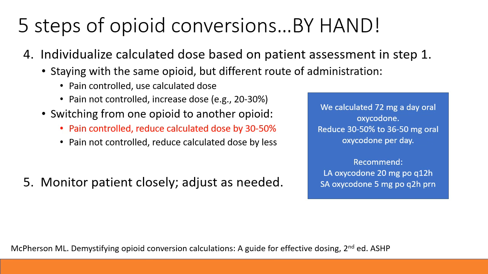If you look at the blue box there, we calculated 72 milligrams a day of oral oxycodone. If we reduce by 30 to 50%, we're somewhere in the range of 36 to 50 milligrams of oral oxycodone a day. So I'm going to recommend the long-acting oxycodone, 20 milligrams Q12, which is 40, but I'm also going to provide short-acting oxycodone, 5 milligrams, or you could do 10 milligrams every 2 hours as needed. And step number 5, that's the most important one. Monitor your patient closely and adjust as needed.